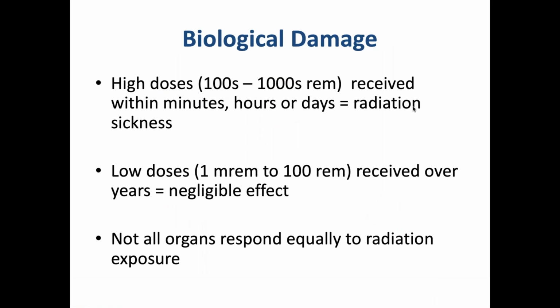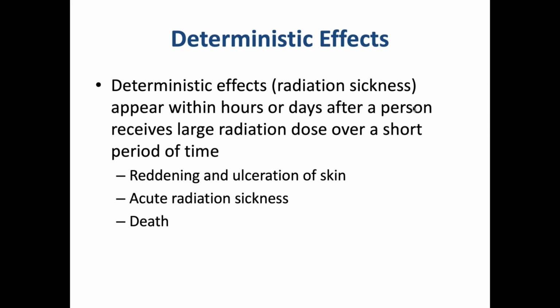High doses, hundreds or thousands of rem within minutes, hours, or days, is radiation sickness. That's acute sickness. Low doses, 1 millirem to 100 millirem, have a negligible effect. As that increases, you go from no effect at all to significant effects. Not all organisms respond equally to radiation exposure. We know that some are more sensitive to it. We know that if you have radioactive iodine, it concentrates in the thyroid, and so on. So deterministic effects are effects that are a direct consequence of the short-term exposure to radiation. It causes this effect to occur.